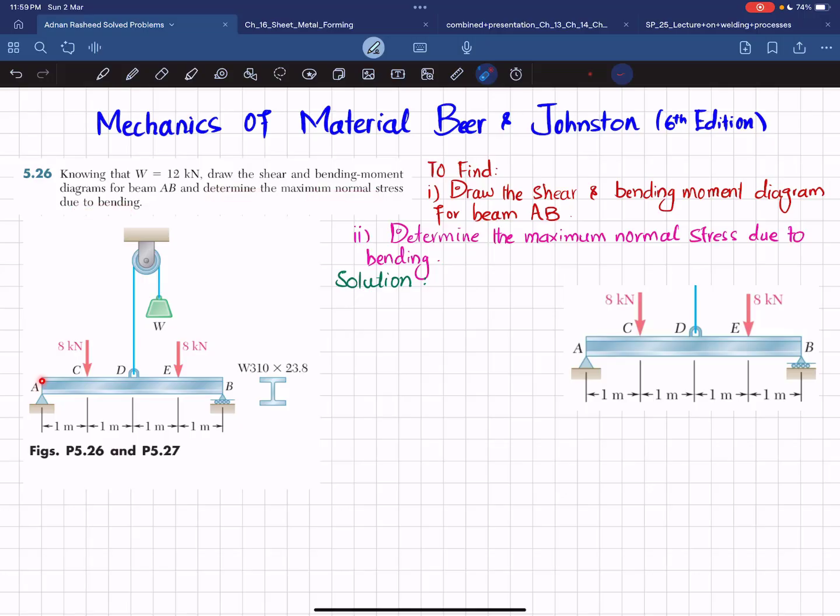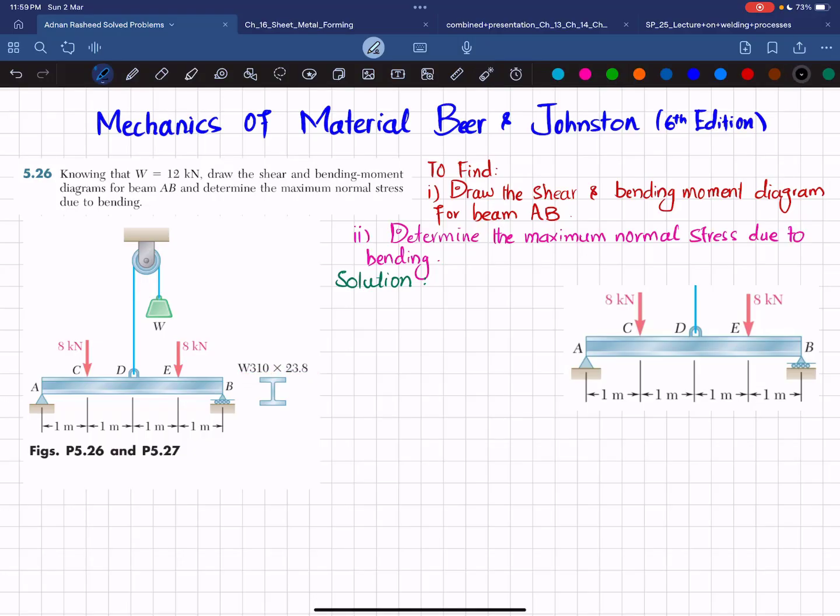So you can see this is beam AB having point load at C, which is 8 kilonewton, and at E it is 8 kilonewton. A weight of 12 kilonewton is suspended through this pulley, and this is acting downward. As a result, this rope will exert a force upward, which is 12 kilonewton acting on that. And the cross section is shown over here. This is a wide flange beam, which is W310 by 23.8. So you have to determine the shear and bending moment diagram. So let's start with the solution.